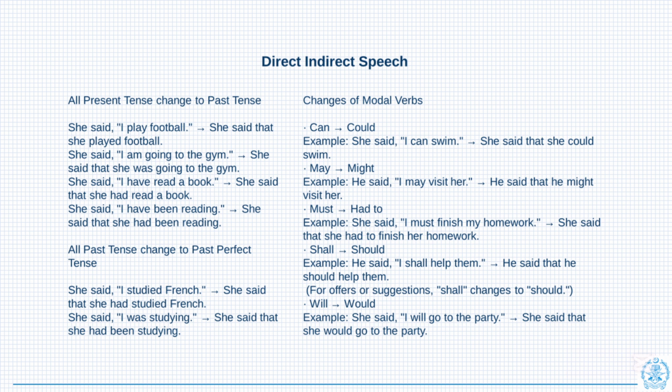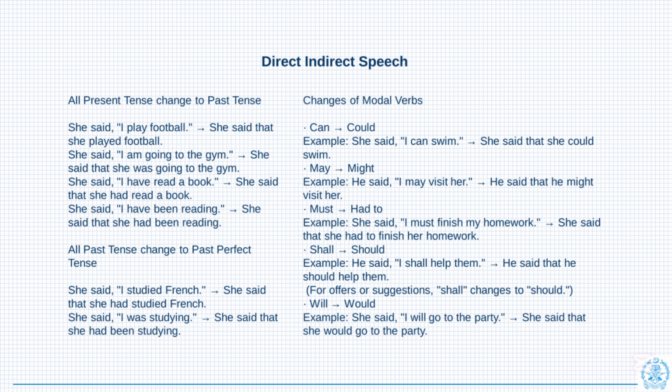Simple past will be changed into past perfect tense. For example, studied French, had studied French. Past continuous will be changed into past perfect continuous, was studying, had been studying. Other than that, there are changes in modal verbs. Can is changed into could, may is changed into might, will is changed into would.